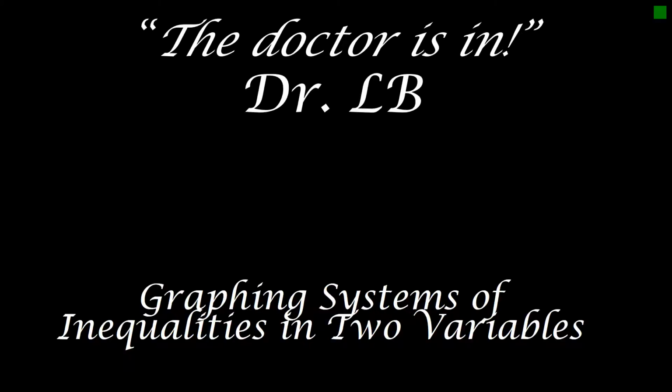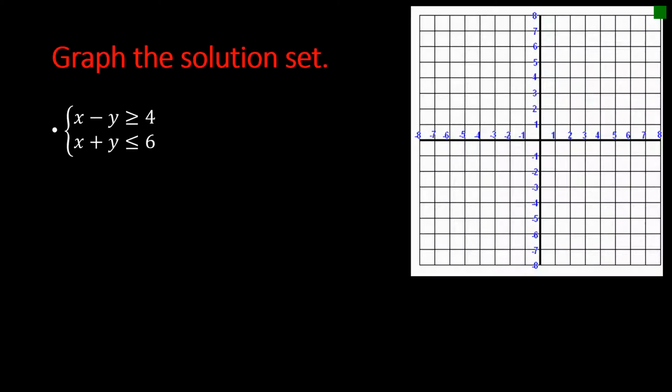Today, we look at graphing systems of inequalities in two variables. A system of inequalities will contain two or more inequalities. What we're going to do when we graph the solution set is graph each inequality individually and then find what the two regions have in common. That's what the solution set is going to be. So let's look at this problem.